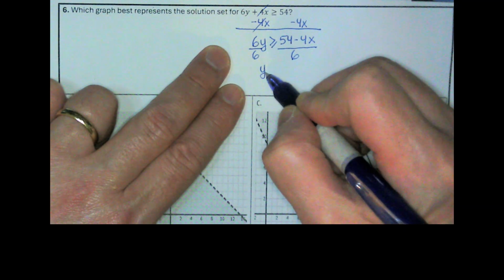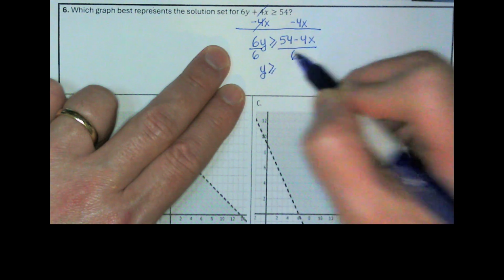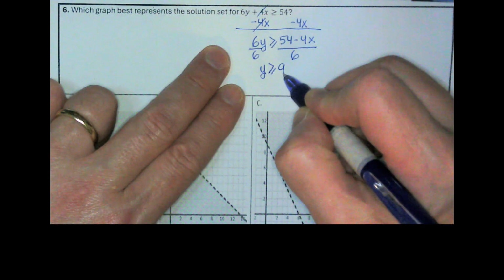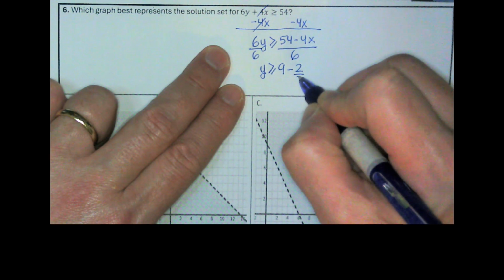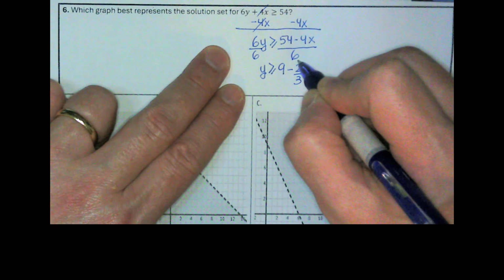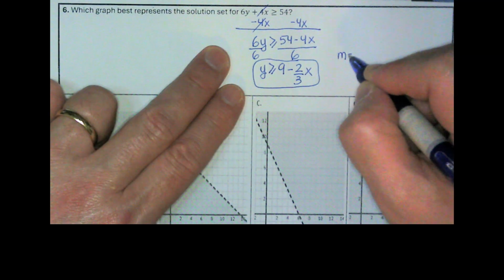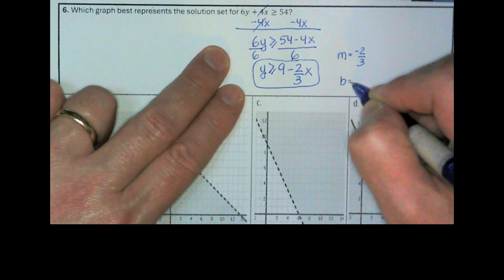And I have y. Notice the inequality symbol will stay the same because I'm dividing by positive 6. 54 divided by 6 is 9. And negative 4 divided by 6 is negative 2/3. So here is my inequality. My slope is negative 2/3. My b is 9.